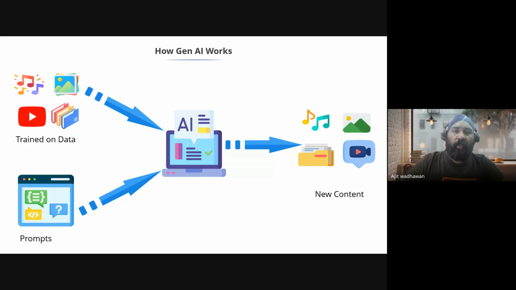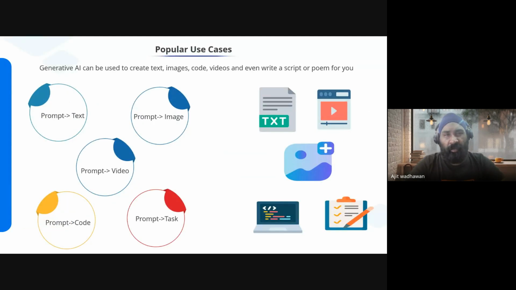So, what are the different popular use cases of Gen AI? It can be used to create text, images, code, videos, and it can even write a script for you. But again, in this one, you have to give a prompt. You can give a prompt for text. You can create generated images, and I'm using it a lot. We all are using it, the kind of good images on LinkedIn, and it has really become very, very creative.